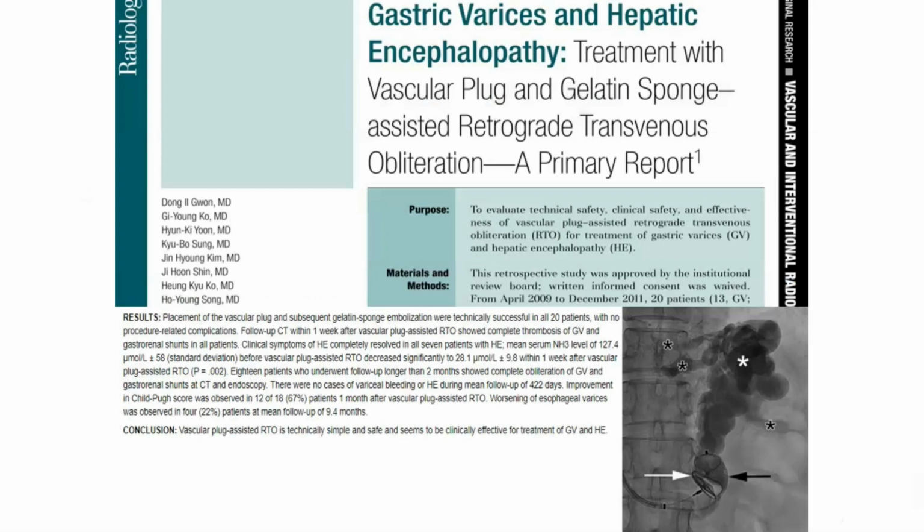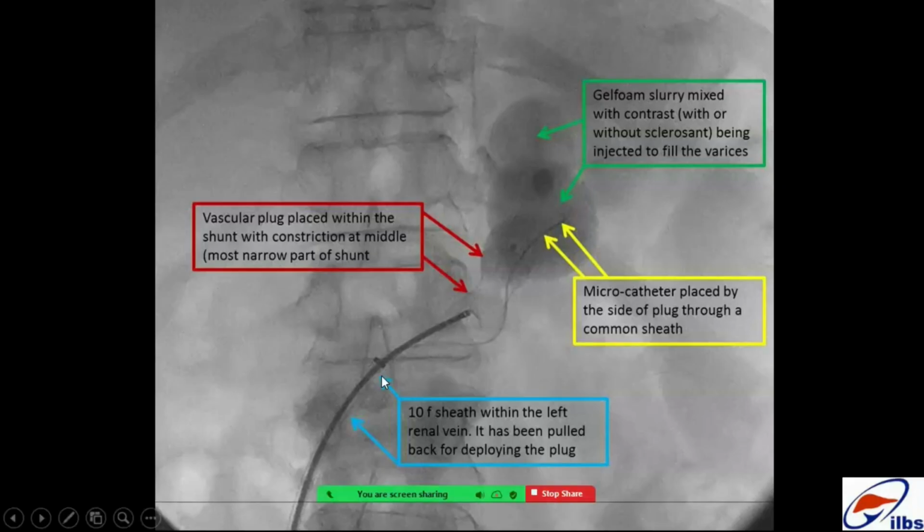So this was the first paper describing a plug-assisted technique. Instead of a balloon, they started using a plug. How this is done, you can see here a sheath is there. You can see a plug over here, a vascular plug, and you see this thin thing. This is a microcatheter by the side of the plug. So you take your microcatheter first inside the shunt, and by the side of the microcatheter, you place a plug.